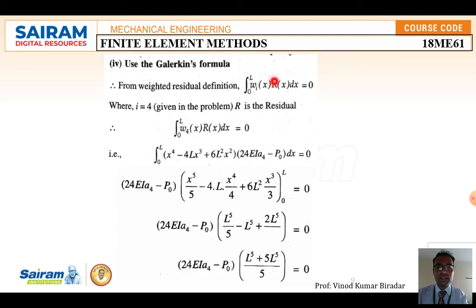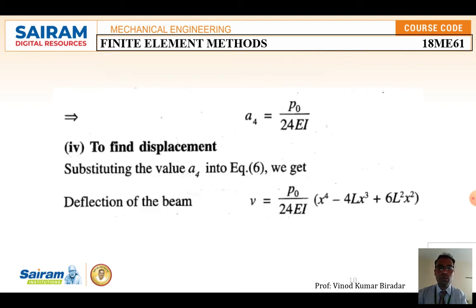The residual we know, and this also we know. Substitute in this equation and integrate again. Here 24 EI a4 minus p naught is a constant. Inside you have to apply the integration from 0 to L, so x to the power of 5 by 5 minus 4 into length, and so on. Apply the integration here. Finally, after simplifying or modifying this equation, you are going to get a4 is equal to p naught by 24 EI. So this is the a4 value you got.